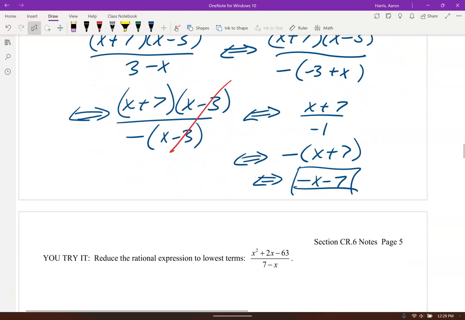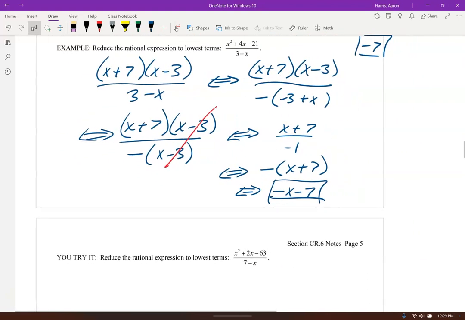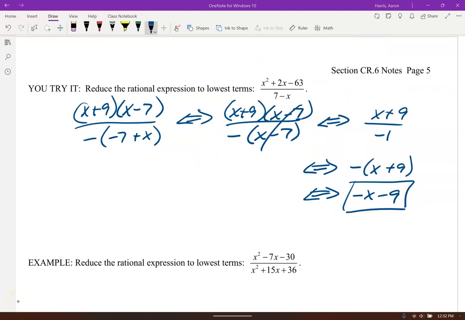So why don't you guys try that one right there? X squared plus 2x minus 63 over 7 minus x, similarly. Go ahead, check your work on that one. Pause it if you need to.